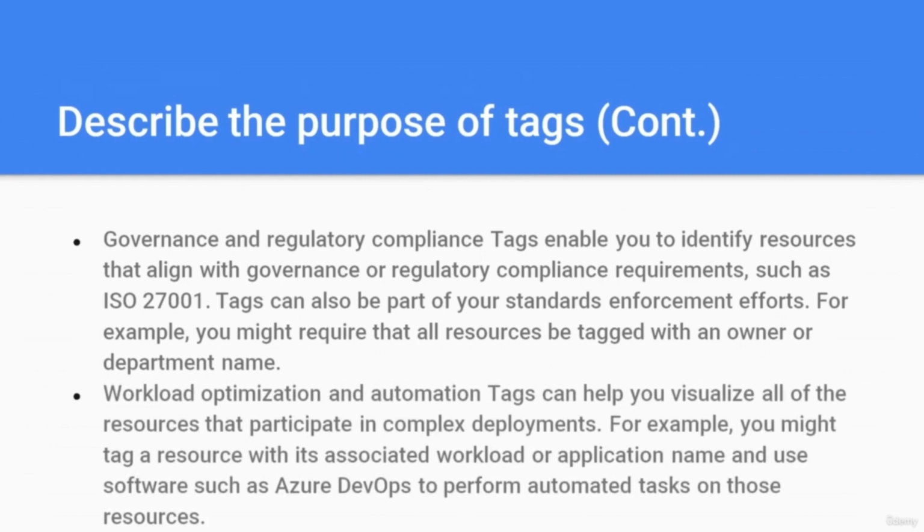We have workload optimization and automation tags. They can help you visualize all of the resources that participate in complex deployments. For example, you might tag a resource with its associated workload or application name and use software such as Azure DevOps to perform automated tasks on those resources.